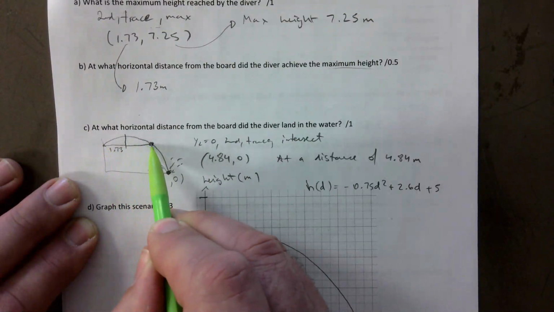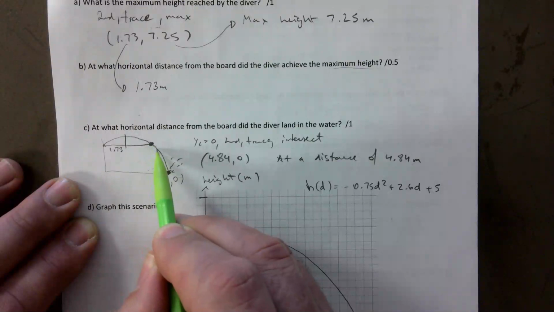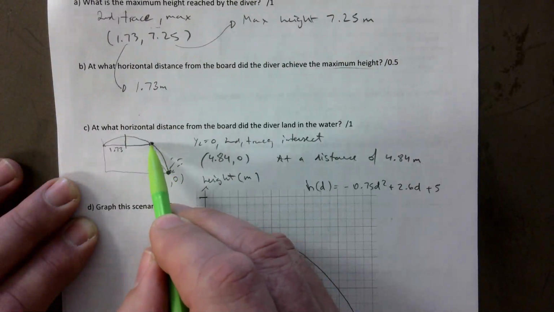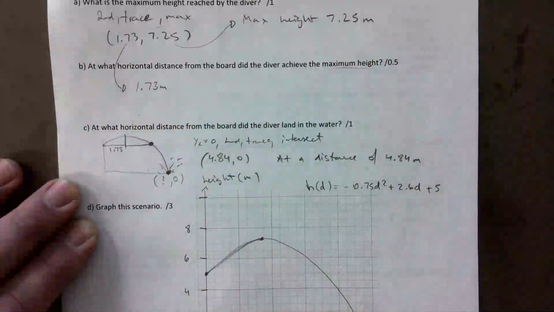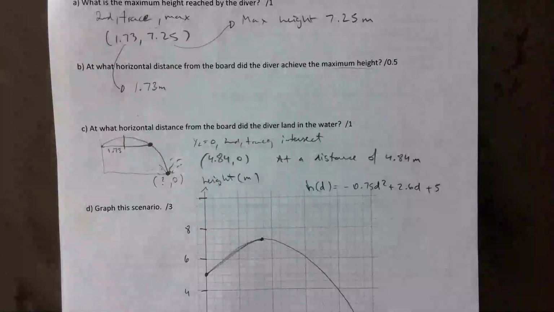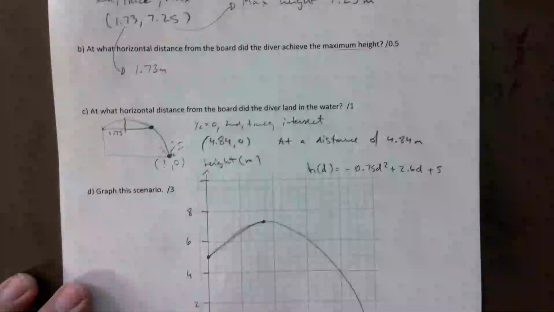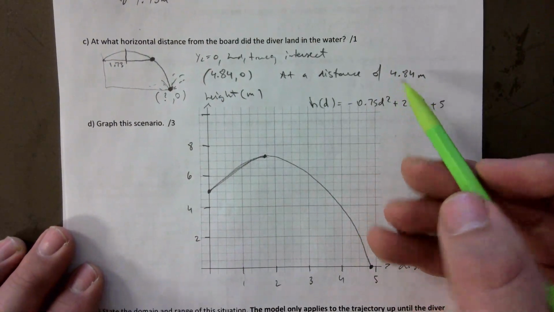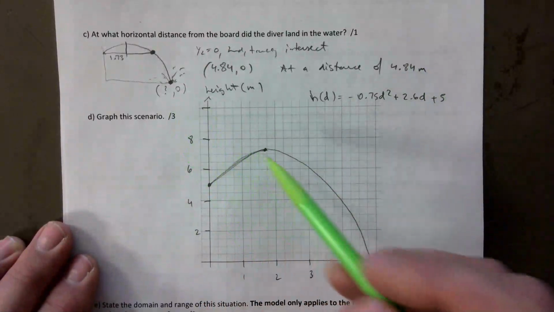That is true. But it still doesn't tell you how far away from the board you land on the water, correct? You're just finding this point here, which is not correct, right? That's not what we're looking for. So, you know what, I like to see some thinking behind it, but it's not what we wanted. It was 4.84 meters in this case.